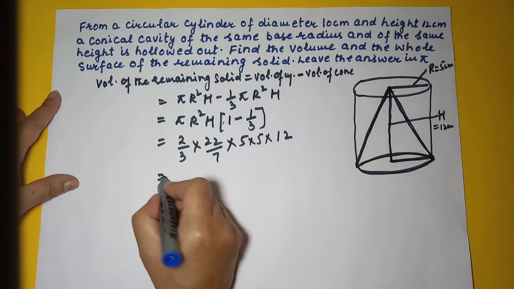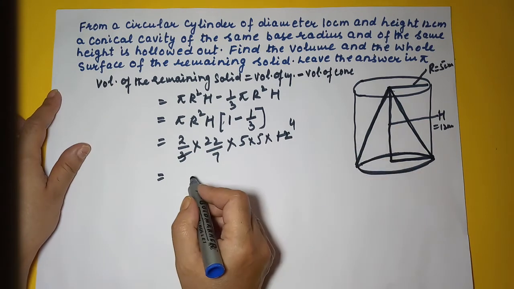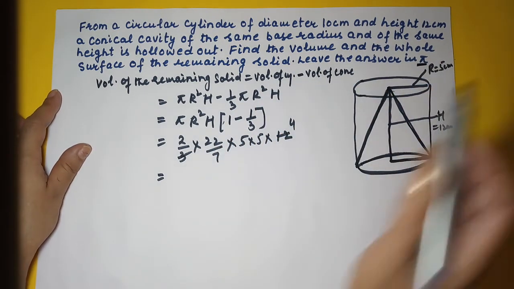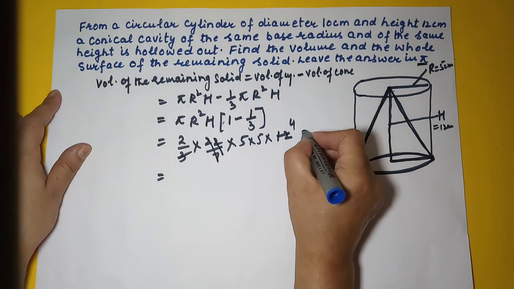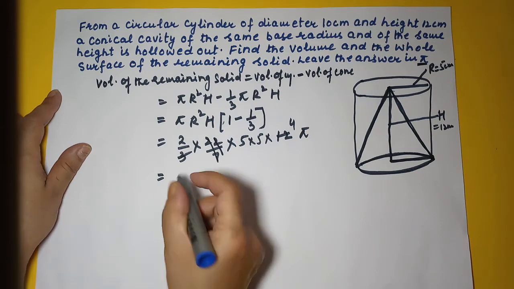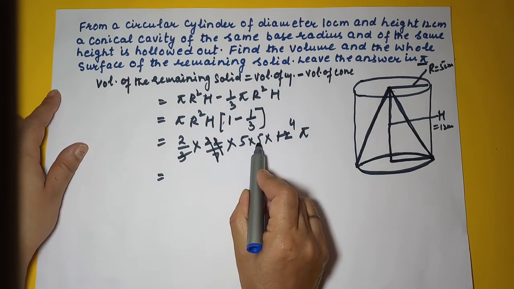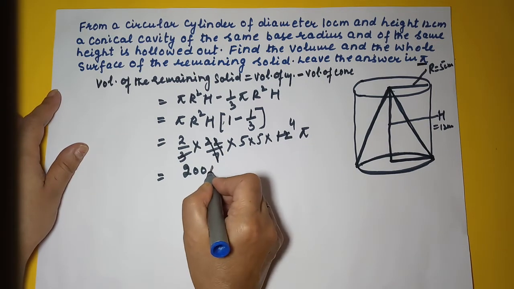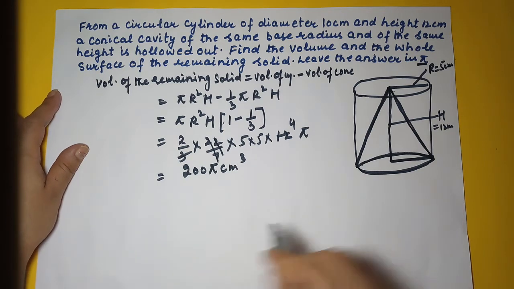So we have 3 4s are 12. Oh, he has asked us to leave the answer in pi, so we don't have to replace this. We will keep it as pi only. So finally we have 2 5s are 10, 10 5s are 50, 50 4s are 200. So we have 200 pi centimeter cube as the volume of the remaining solid.